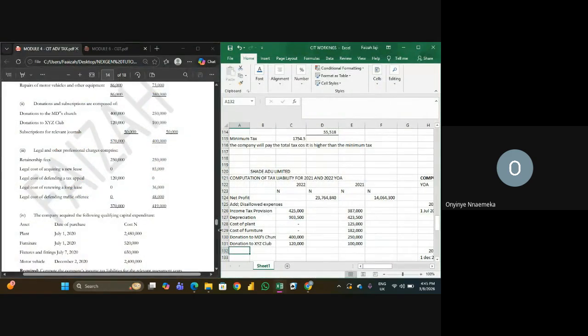Okay. So we are talking about the legal cost of a new lease, defending traffic offense. Which one is allowable? Which one is disallowed? Which one are we writing? My legal cost of acquiring a new lease is disallowed. Legal cost of defending a tax appeal is disallowed. All of them are disallowed.